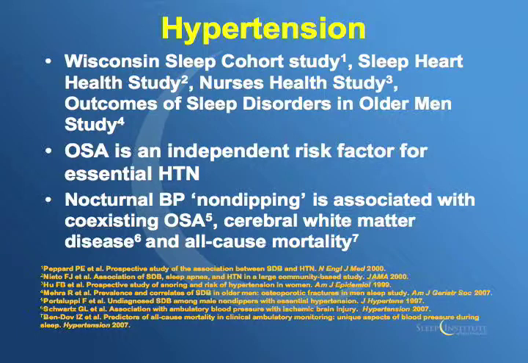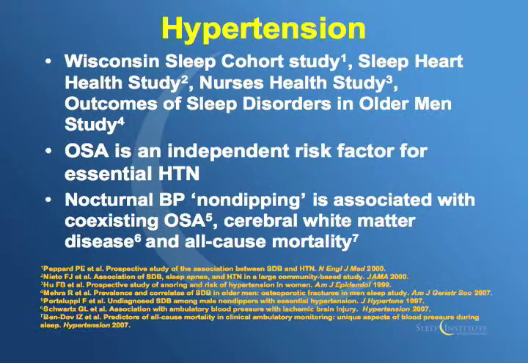factor for essential hypertension. They also talk in the literature about blood pressure dipping, and it is normal to have your blood pressure drop a little bit when you sleep. And what happens in sleep apnea patients is that you lose this, they think it's a protective thing, but you lose this blood pressure dipping in sleep. Nocturnal non-dipping in sleep apnea patients is associated with cerebral white matter disease with an increase in dementia and stroke, and it's also been shown to be associated with all-cause mortality.